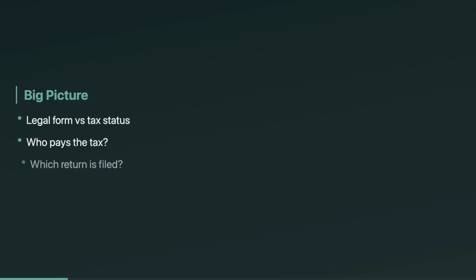Start with the big picture. Legal entity type and tax classification are not always the same thing. A corporation is a separate legal entity from its owners. An LLC is also formed under state law, but the IRS can treat it different ways for tax. On the EA exam, they love asking two things: who pays the tax and which return gets filed.